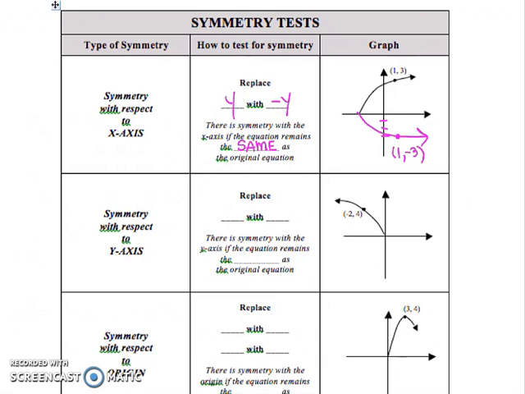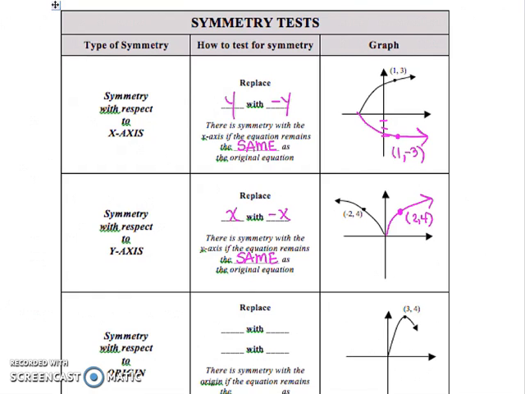The second kind of symmetry we can have is symmetry with respect to the y-axis. And our test for that is in the equation we replace x with negative x. And there's symmetry with the y-axis if the equation remains the same as the original equation. So symmetry with the y-axis almost looks like the y-axis acts as a mirror for the graph. So if the point negative 2, 4 were on the graph, then the point positive 2, 4 would also be on the graph that has symmetry with respect to the y-axis.